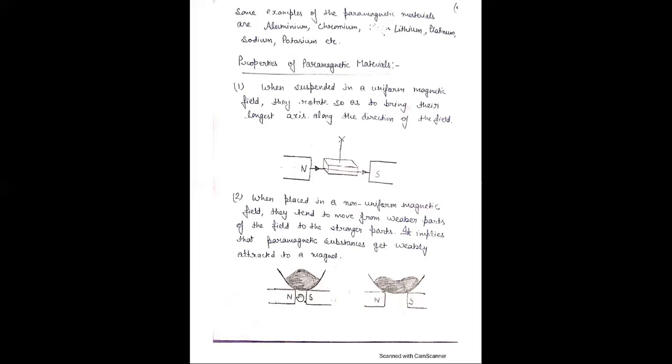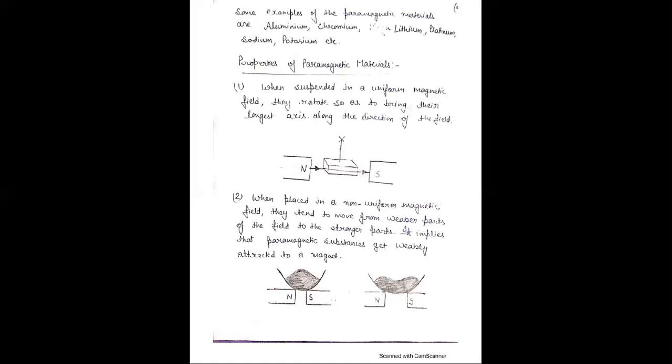And if the distance between the two poles increases, then at the center there is the lowest field, and at the sides there is the strongest magnetic field. Therefore these materials move towards the sides, because at the center the field is weaker, and they move from weaker to stronger parts and acquire this type of shape.